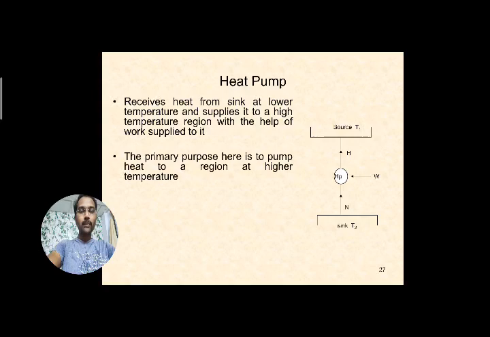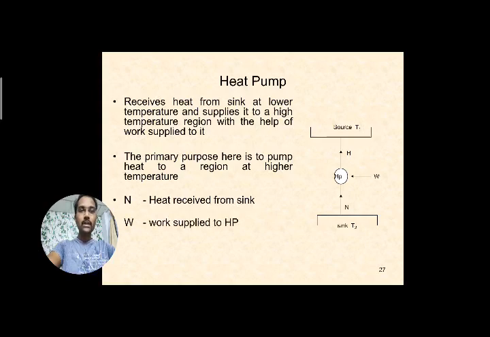And the primary purpose of the heat pump is to pump the heat: whatever heat is extracted, that heat is to be sent to a higher temperature zone. That is the primary purpose of a heat pump. And here the terminology, N is how much heat is received from the sink, or how much is extracted from the sink, that is denoted by N.